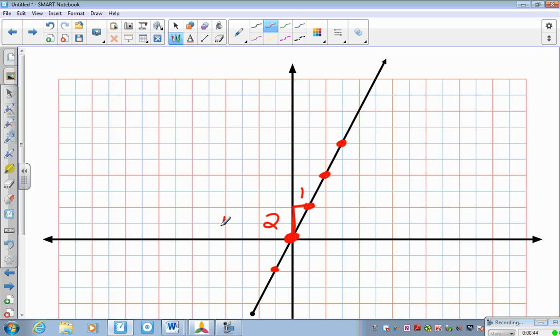Well, this is the change in y. Remember, y is up and x is right and left. So that means that my slope is going to be 2 over 1. Well, that's equal to 2.